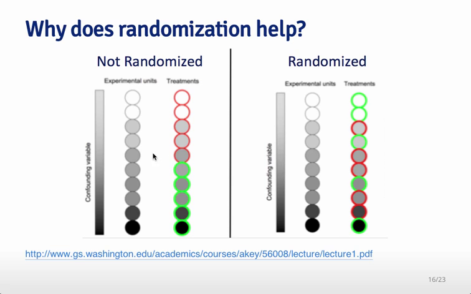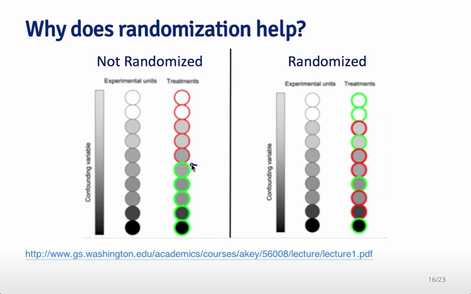Why does this help? So suppose that there's a particular study that we're performing, and suppose that there are 10 experimental units that look like this. So suppose there's a confounding variable, and lower values of that confounding variable correspond to lighter colors, and higher values of the confounding variable correspond to darker colors. So you have these experimental units, and suppose they're ordered by the values of the confounding variable.